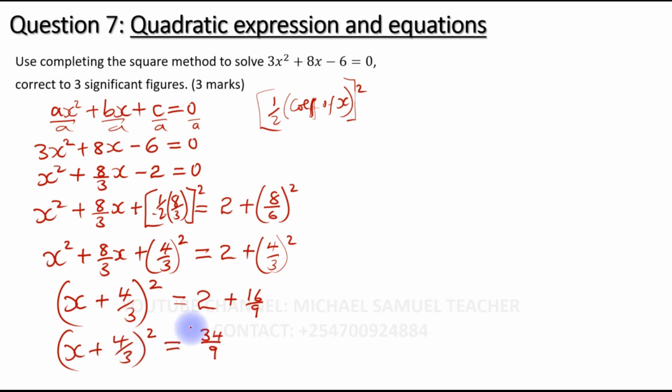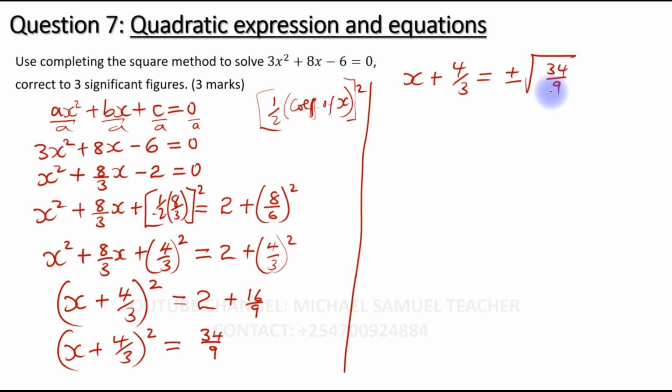We find the square root on both sides. And if we find the square root on both sides, we shall have x plus 4/3 will be equal to plus or minus square root of 34/9. So, we move on. We take 4/3 to the right hand side. We have x will be equal to minus 4/3, since it is positive, we take it, it becomes negative, plus or minus. This will be square root of 34 over square root of 9, which is 3. Now, from here we have x is equal to minus 4/3 plus or minus.